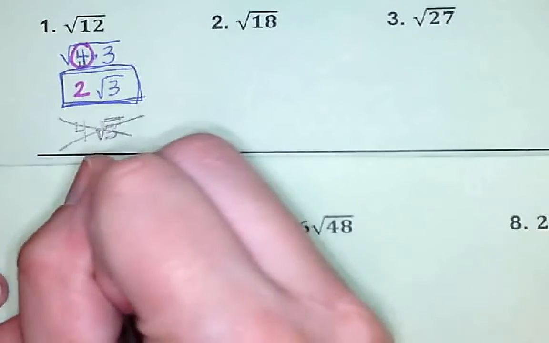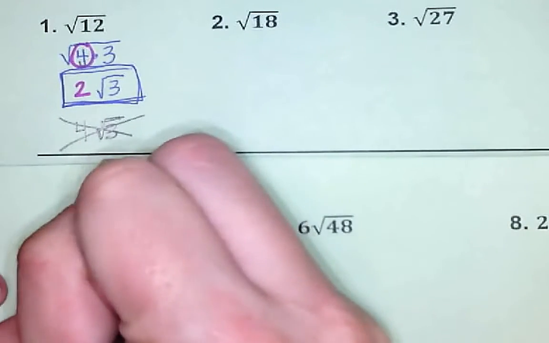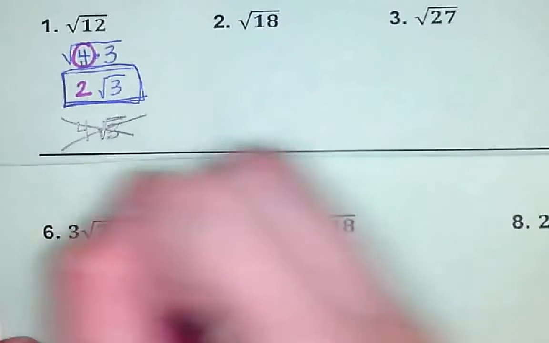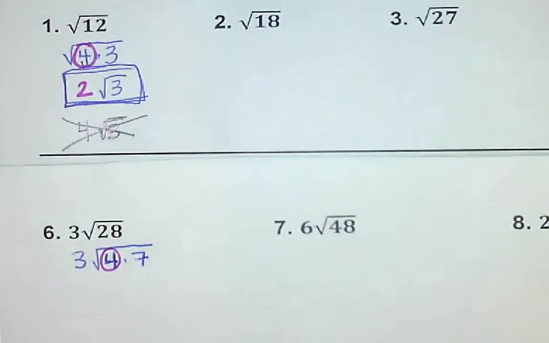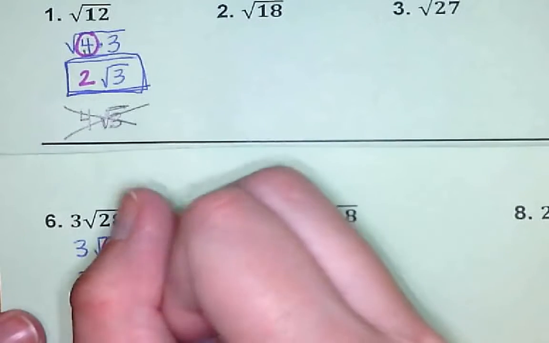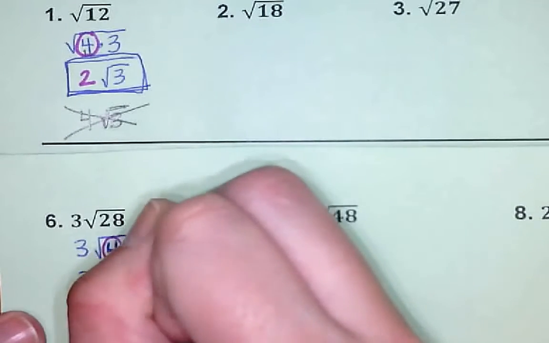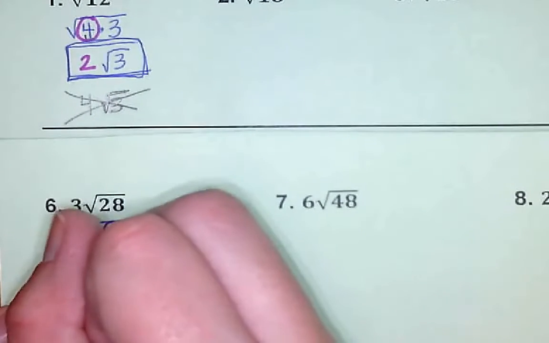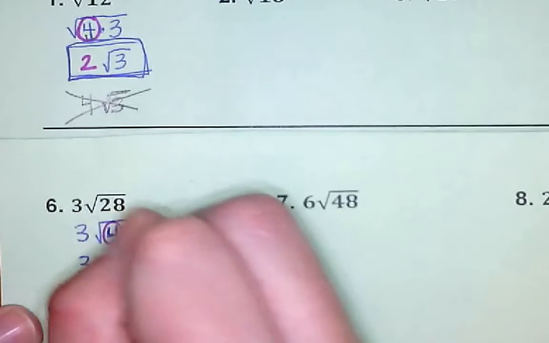So I'm going to write that as 4 times 7. Once again, I don't care which one is bigger. I just write the first one as my perfect square. All right, guys? And now the square root of 4 is 2. So this becomes 3 times 2. And then, unfortunately, the square root of 7 got left inside of that radical. We don't take that out. So 3 times 2 is going to give us 6 radical 7.